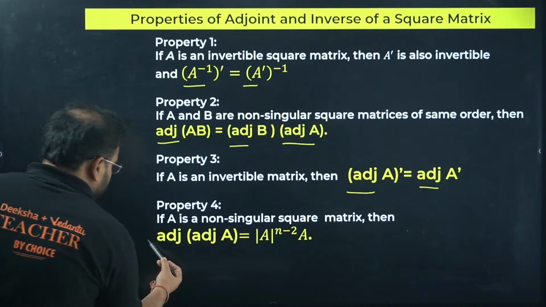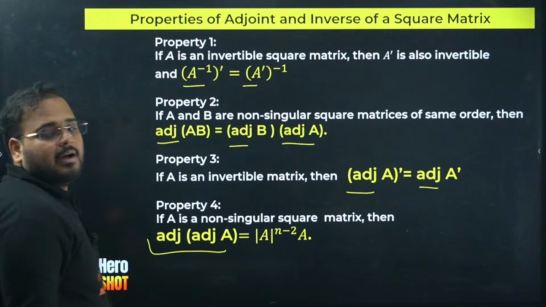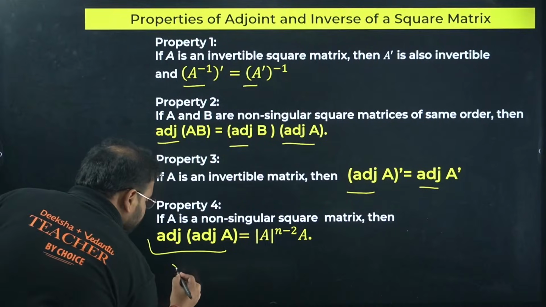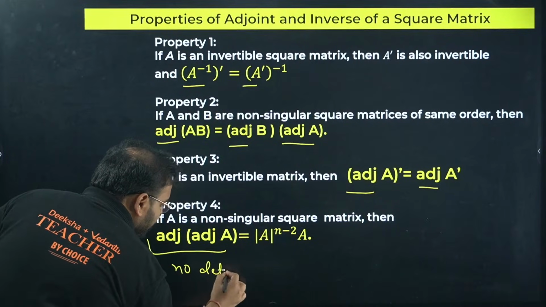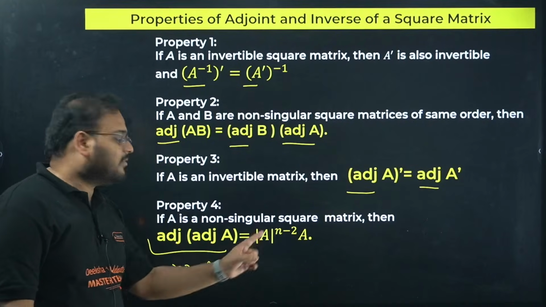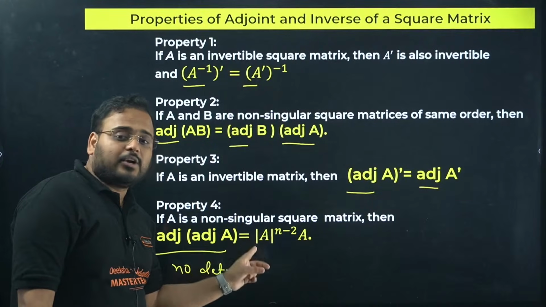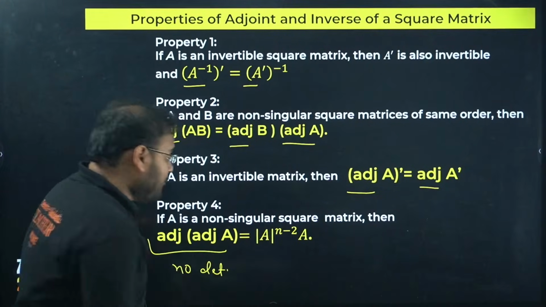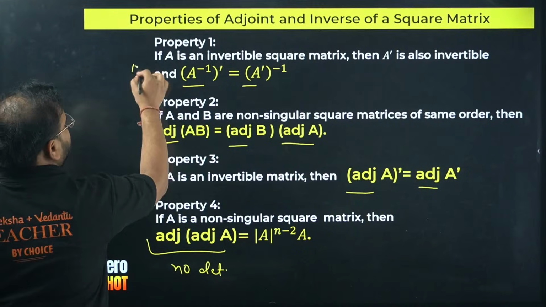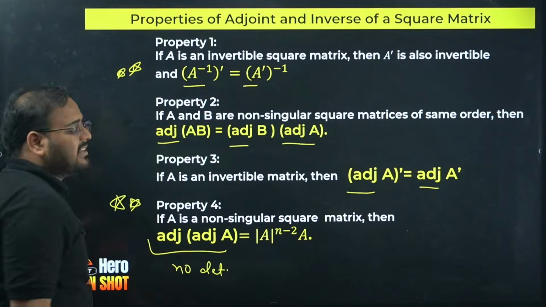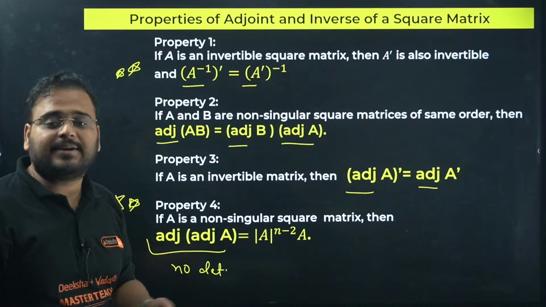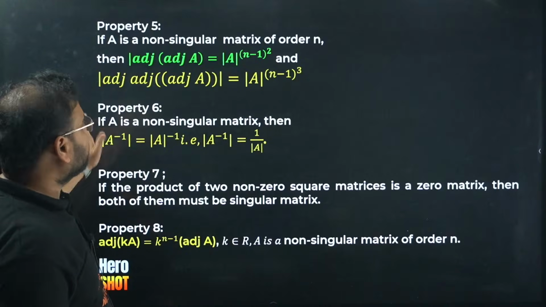I already explained this to you. Adjoint of adjoint of A is given by determinant of A power n minus 2 into A. The difference is there: in the other case, no determinant is there. Check this out, there's no determinant in that one. That's why we have the matrix A multiplied over here: determinant of A power n minus 2 into A. This is a very important property, this one and this one. When I say important, it means the exam can have it; we have seen questions like this on the examination side. That's why these are important properties.